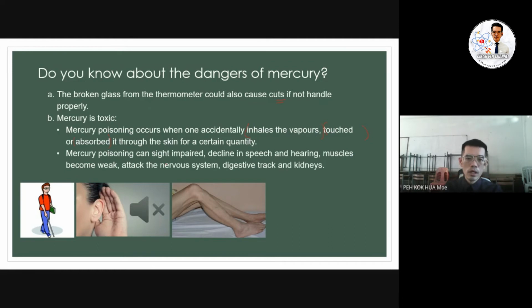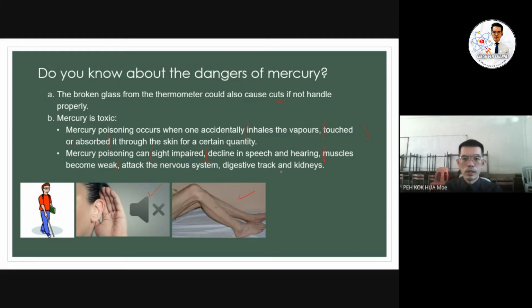So what serious effects can mercury poisoning cause? The first will be impaired sight. Second will be a decline in speech and hearing, as you can see in the picture. And the next will be muscles becoming weak, and it affects the nervous system, digestive tract, and kidneys.